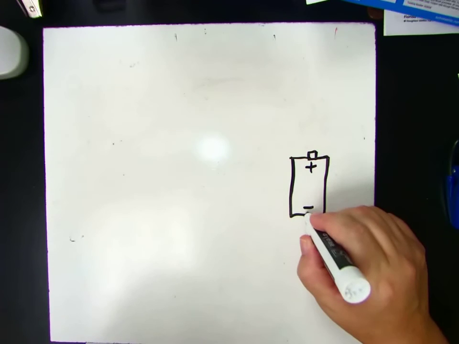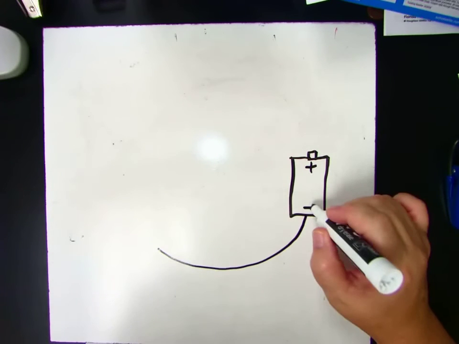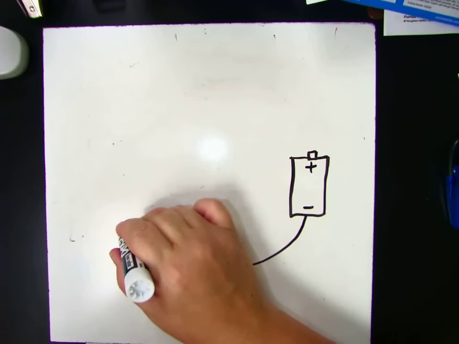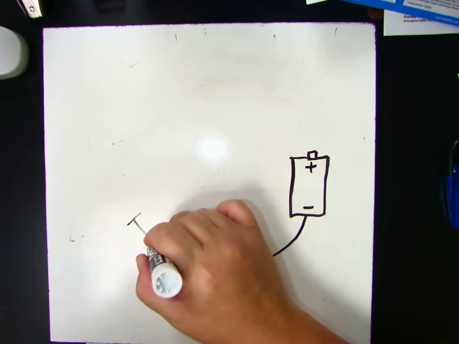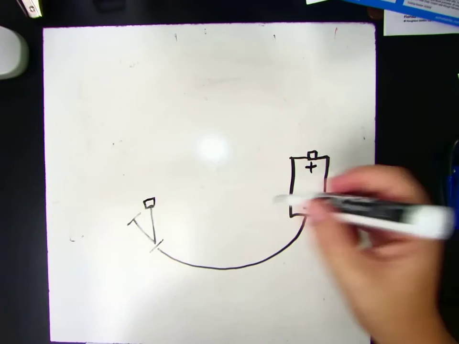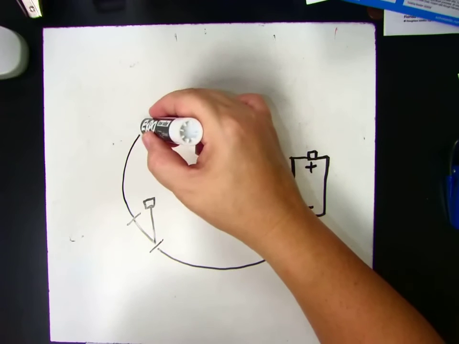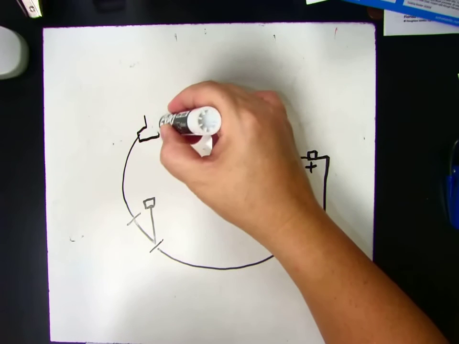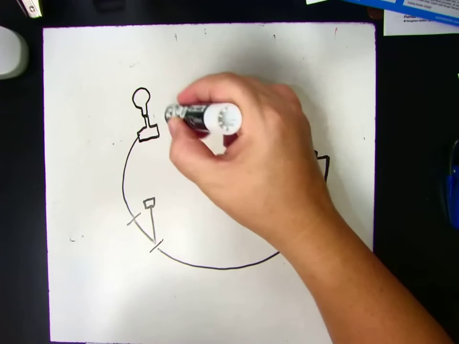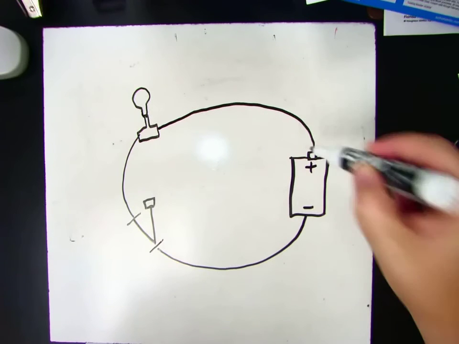So what we need is a wire that goes from the battery. And then we need a switch, and I'm going to have the switch open like this. And then we need another wire from the switch to our light bulb. And then another wire from the light bulb back to our battery.